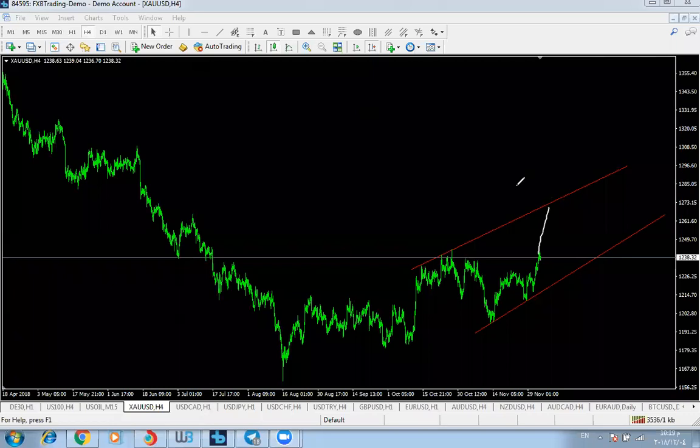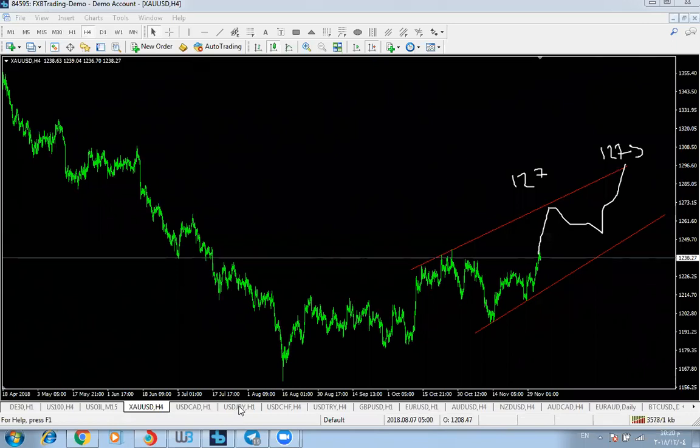First target 1,270. From there we might see an ABC correction. Then we should see 1,275 before we make our decision for the next move. So we will still stick to the bullish trend and enter long after each correction or corrective structure. Okay, that's all about gold.